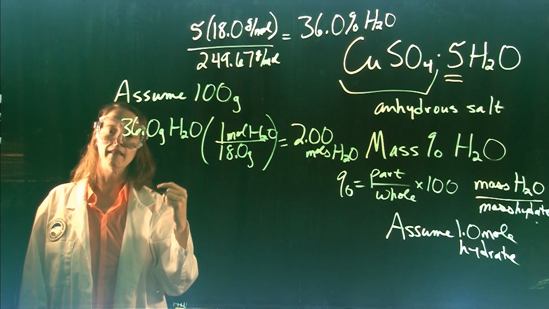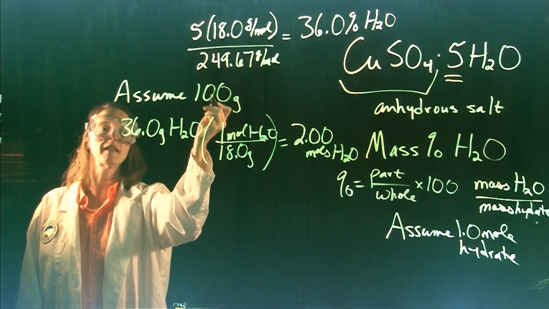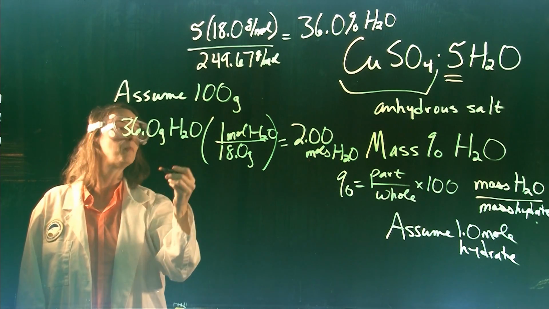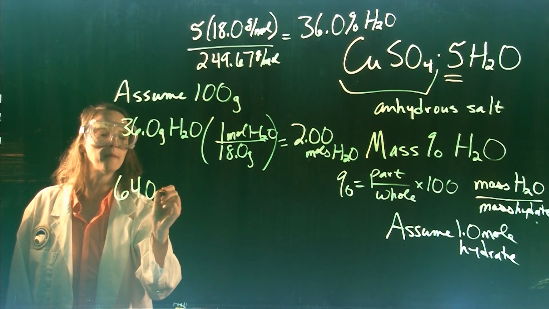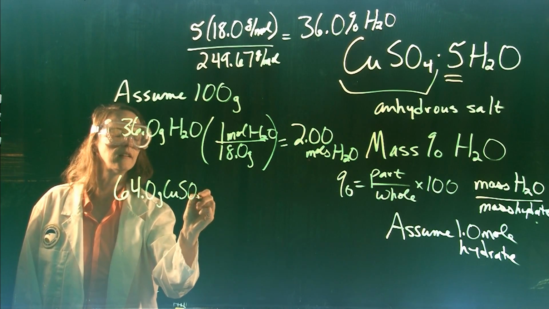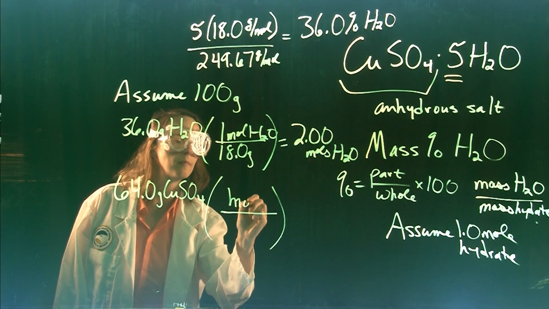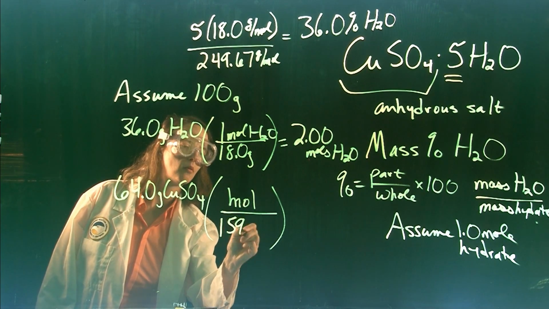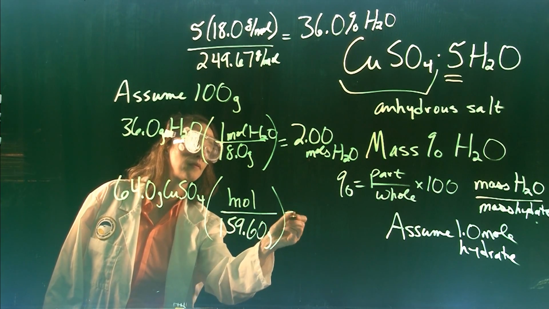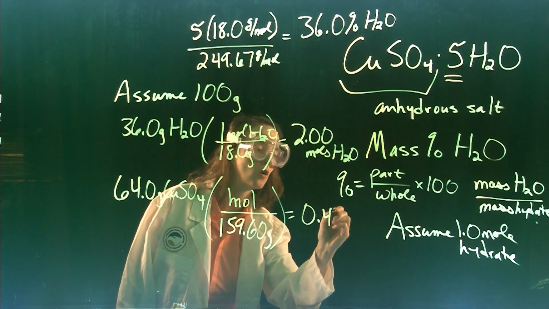And if we take the rest of the mass, if we're assuming there's 100 grams, then 100 minus 36 would be the number of grams of copper 2 sulfate. That's 64 grams of copper 2 sulfate. And if we use the molar mass, for every 1 mole, we have 159.6 grams. That's the molar mass of copper 2 sulfate, and that results in 0.401 moles.